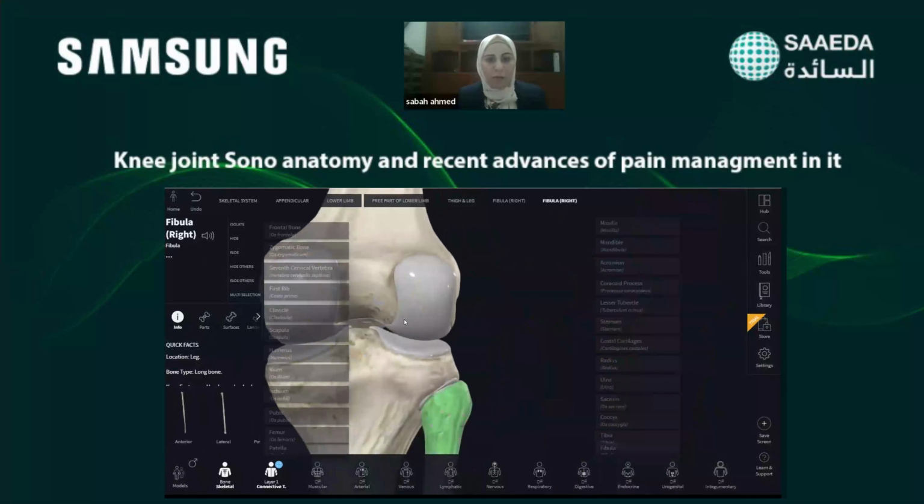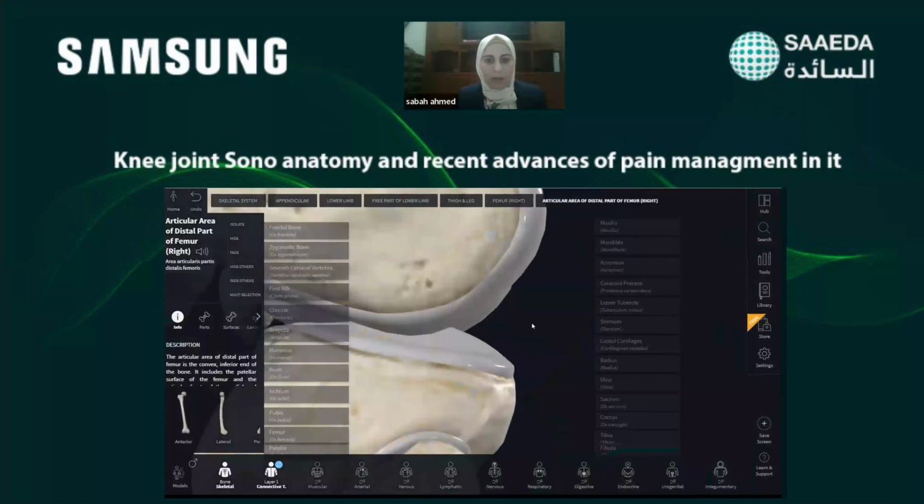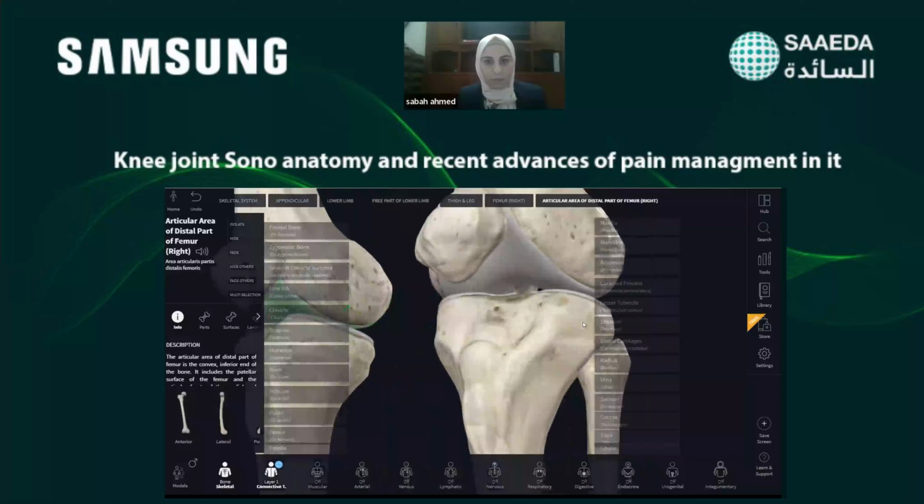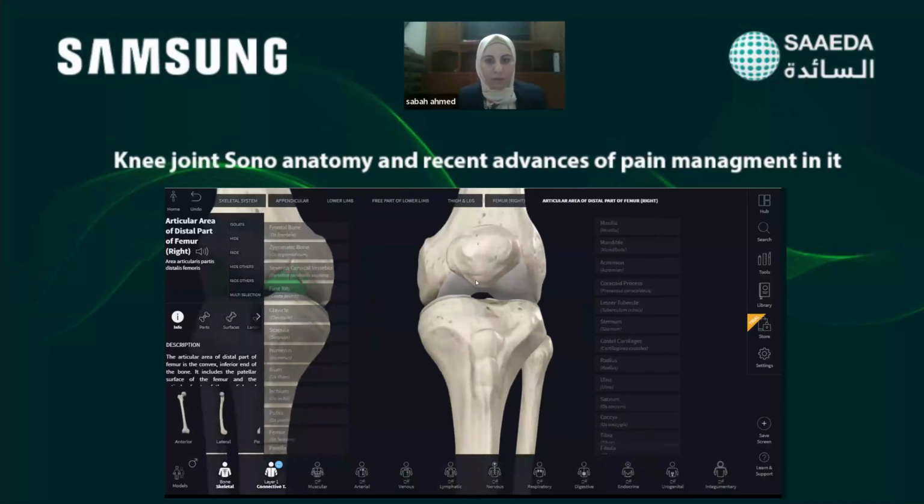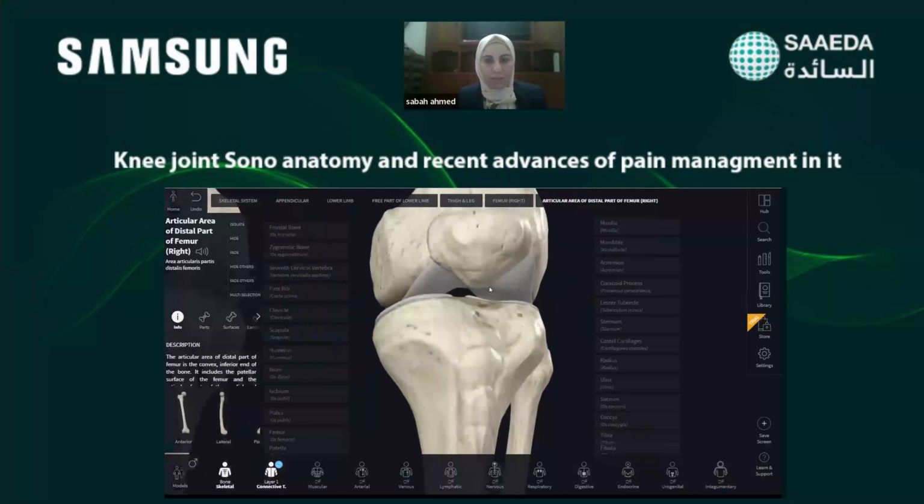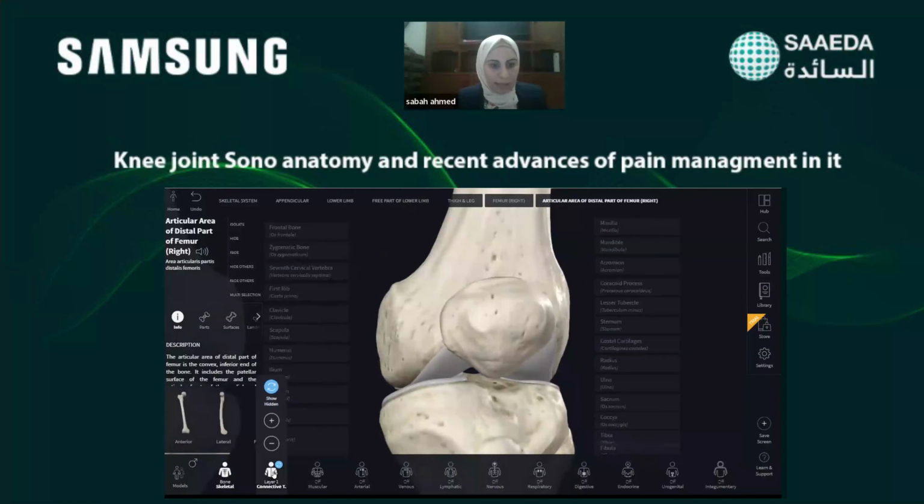If we go to the posterior part, we have the medial and the lateral condyle, the fibula and the tibia. Now, let's complete with the ligament anatomy.